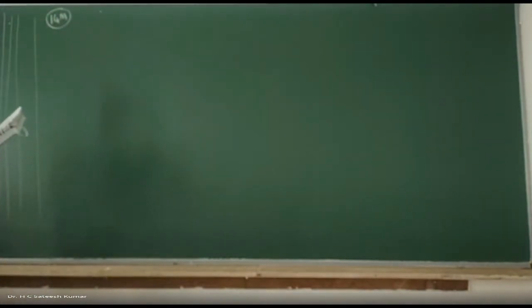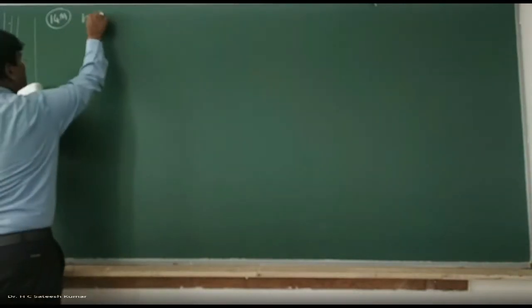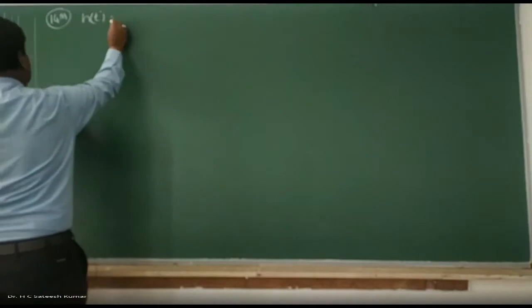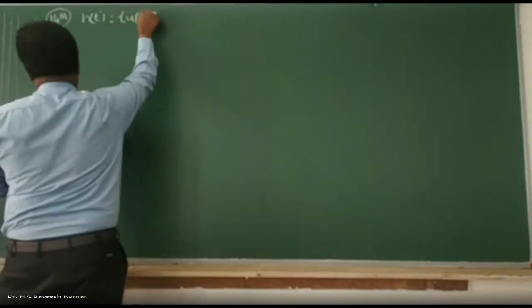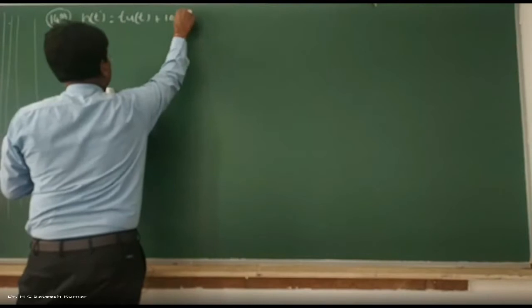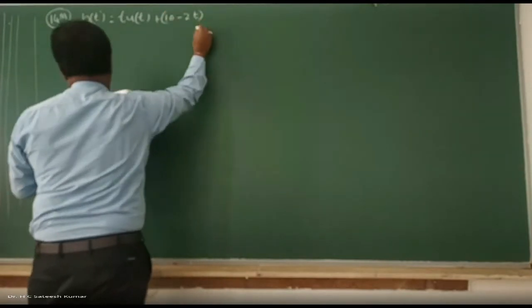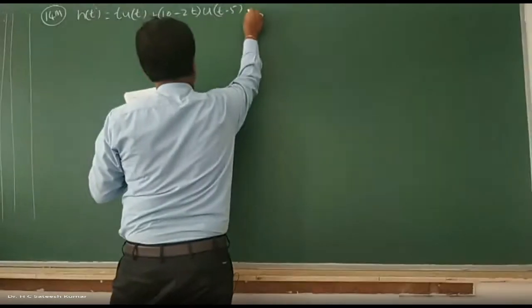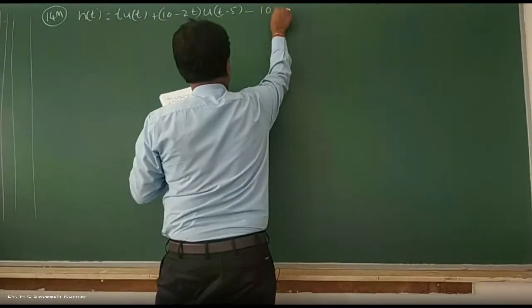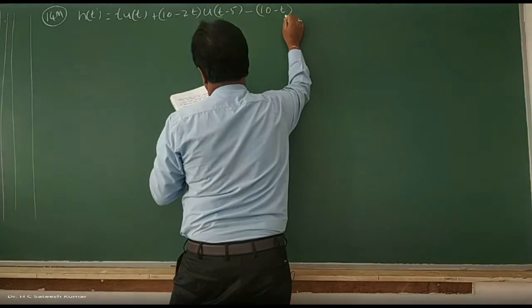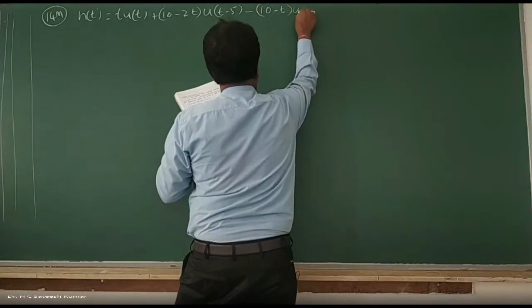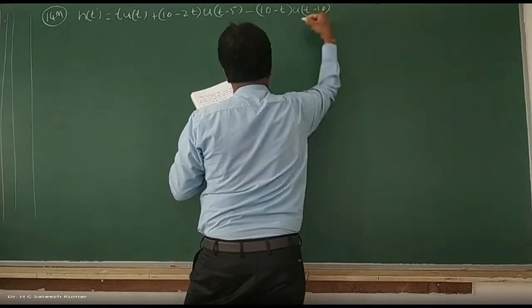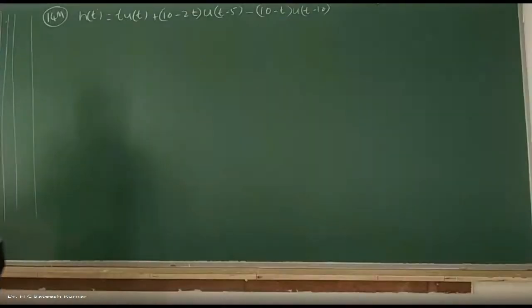An LTI system has an impulse response h of t is equal to t into u of t plus 10 minus 2t into u of t minus 5 minus 10 minus t into u of t minus 10. Okay, right. So this was the problem I was discussing.